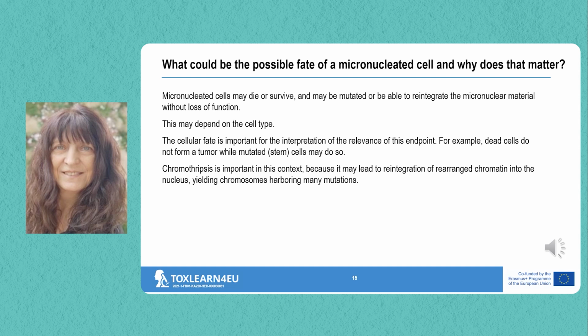Chromothripsis is important in this context because it may lead to reintegration of rearranged chromatin into the nucleus, yielding chromosomes harboring many mutations.